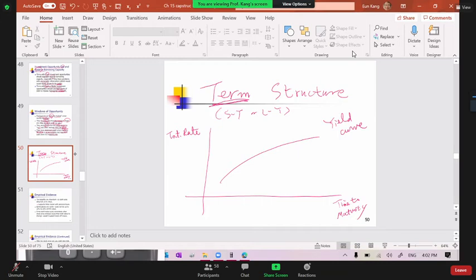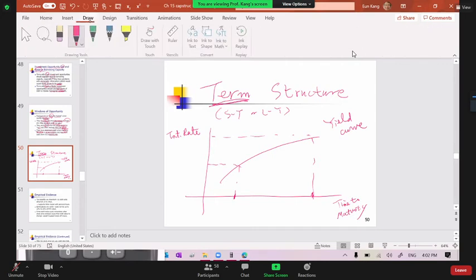Then what? This is short term, right? Short term. And this is long term. Then what? Long-term interest rate is higher than short-term interest rate. This is a normal yield curve. But sometimes the yield curve may be like this. Then what? Then short-term interest rate is higher than long-term interest rate, right?